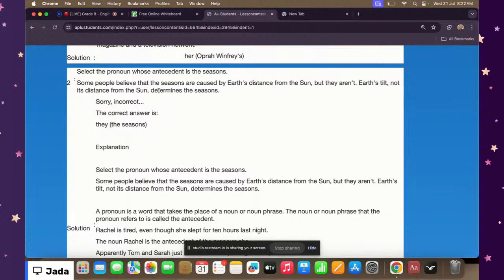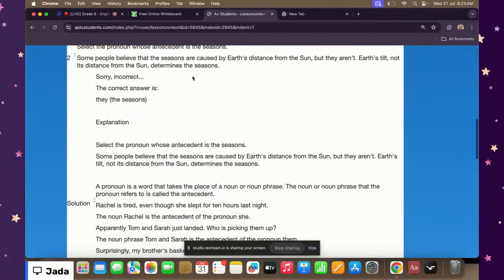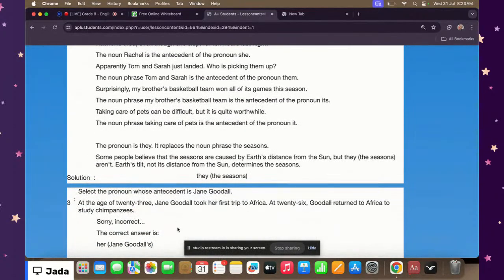Some people believe that the seasons are caused by the Earth's distance from the sun, but they aren't. Earth's tilt, not its distance from the sun, determines the seasons. Now, the pronoun whose antecedent is the seasons. So what is the pronoun? They. That is the pronoun here.